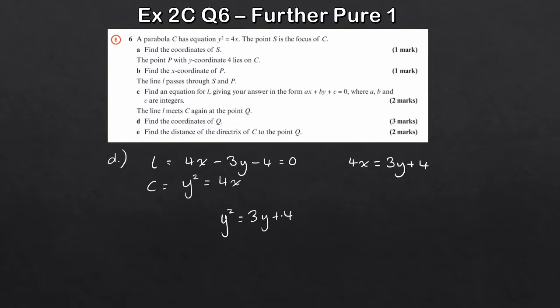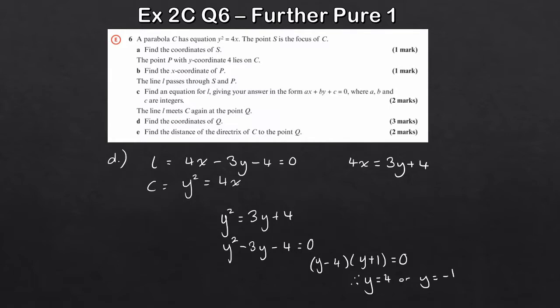So at this stage we've got it in terms of just y, so we can now solve for y. Getting this equal to 0, that's y squared minus 3y minus 4 equals 0. Factorising this, hopefully it looks like it should do, and it does. So we get y minus 4, y plus 1 is equal to 0. So therefore, we've got two solutions for y here. y is either 4 or y is equal to minus 1.